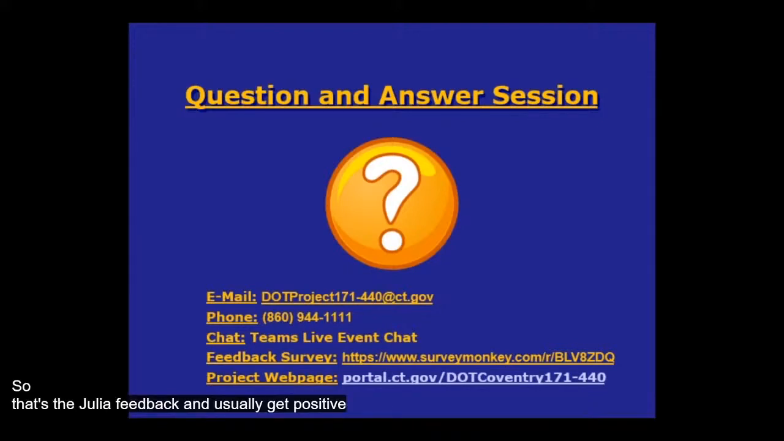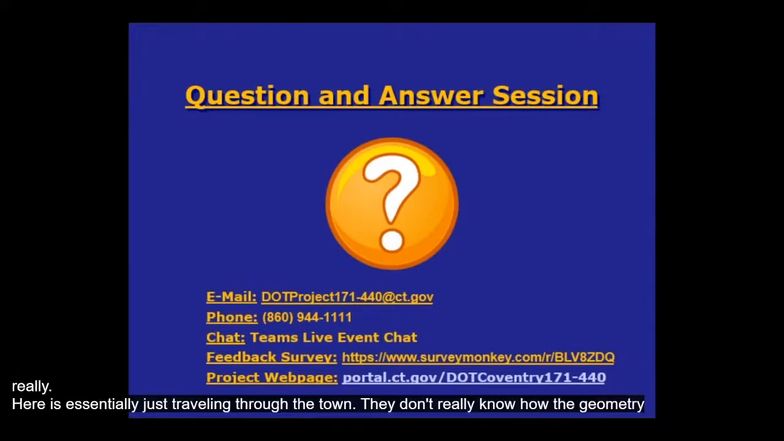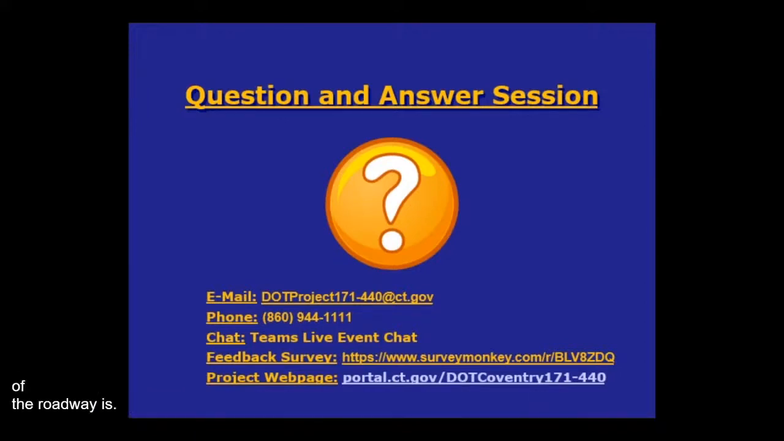So yeah, that's usually the feedback, and we usually get positive feedback, because they understand that we're trying to balance the aesthetics of the roadway with our need to provide safety on the roadway, particularly because these signs really aren't intended for the residents of the town itself. It's really more for those who are unfamiliar with the roadways, or who are just traveling through the town. They don't really know the geometry of the roadway.